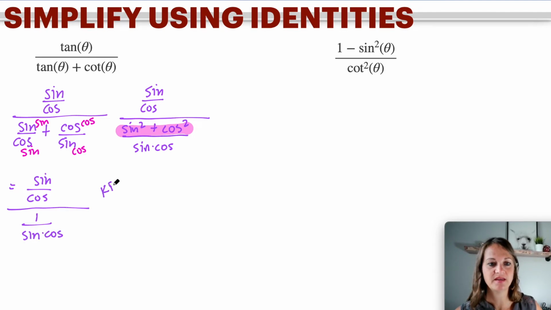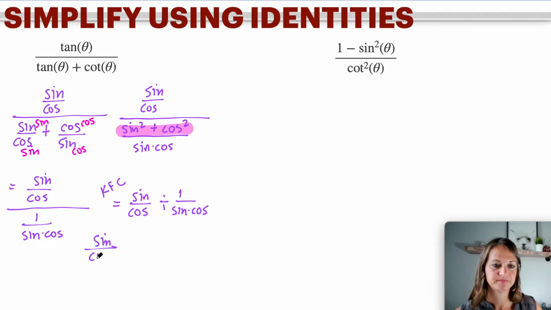Now I'm going to do K of C. So keep, divided by 1 over sine times cosine. So I'm going to keep, I'm going to flip and change, and see what cancels. I have a cosine in the denominator and the numerator, so they cancel. The sines are both in the numerator, so you just multiply them to get sine squared.